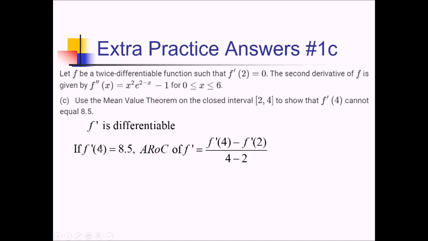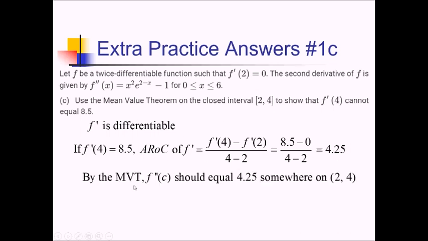So if f prime of 4 does equal 8.5, then the average rate of change is going to look like 8.5 minus, well, they said f prime of 2 is 0, all over 4 minus 2. So this is 8.5 over 2, which is going to be 4.25. If f prime of 4 is 8.5, which they're saying we want to prove it isn't, but if it is, this is the average rate of change for f prime over this interval. By the mean value theorem, f double prime has to equal this somewhere on the interval from 2 to 4, if the mean value theorem is going to be satisfied.